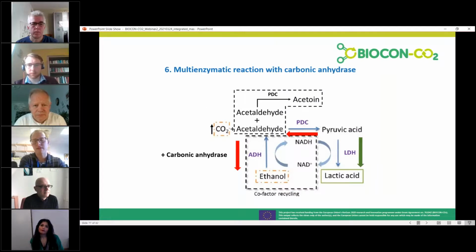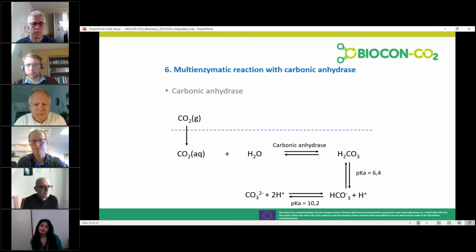And the next strategy in terms of solubilizing CO2 is the use of another enzyme, which is the carbonic anhydrase. This enzyme promotes the formation of carbonic acid from CO2 and water.